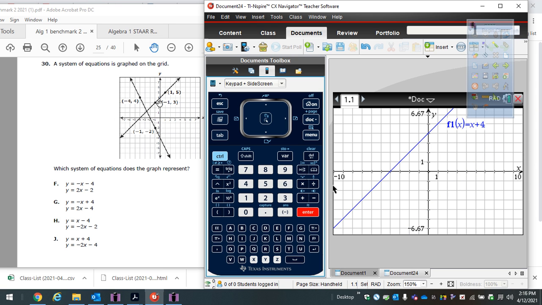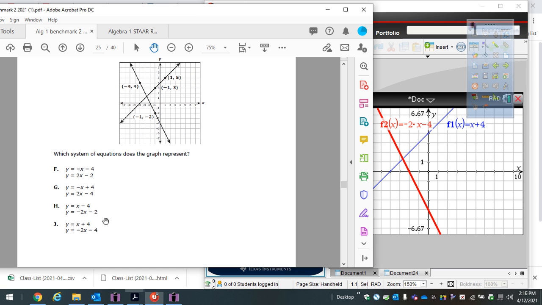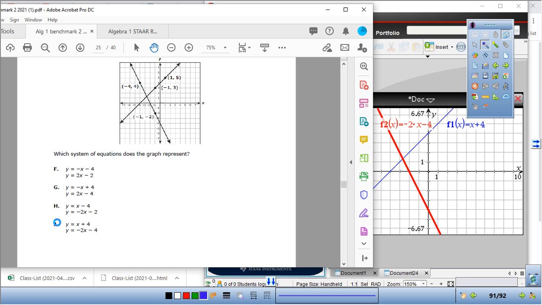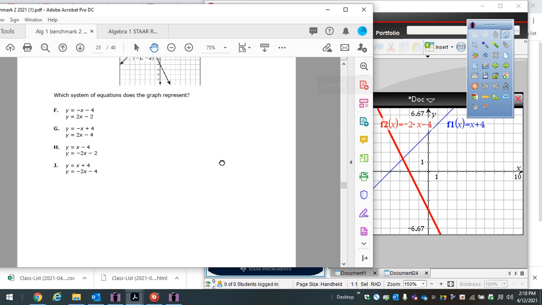Okay, so now it looks like that, and it's going through negative 4, one here, like that one. And then we're going to go with this tab. Let's go with negative 2x minus 4. Going through negative 2, cross, yeah, that's exactly it. So that's my final answer, J. One more.